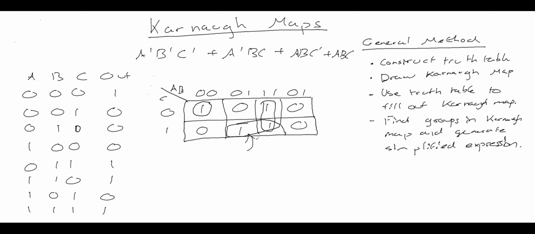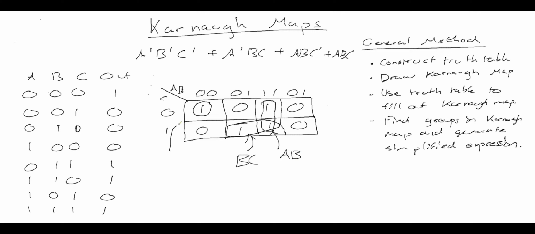So taking this group then, for instance, what is common about the inputs for both of these cells? Well, B is a 1 for both of the cells, and C is a 1 for both of the cells. So our Boolean expression from this group is going to be B and C. From the vertical group, A is 1 for both of the cells, and B is 1 for both of the cells. So our Boolean expression from this group is going to be A and B.